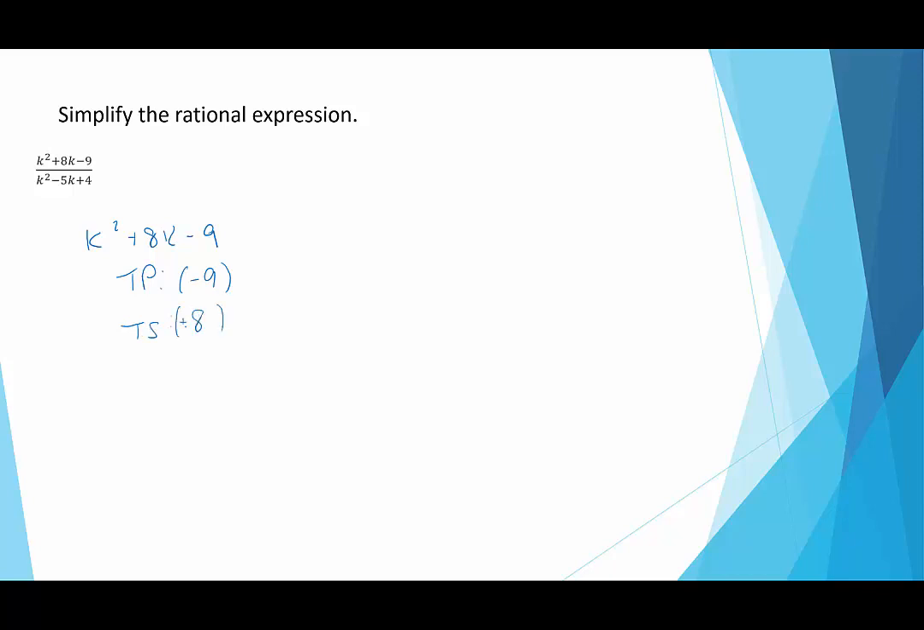So we're looking for two numbers that multiply to negative 9 and add up to positive 8. Can you think of two numbers that do that? How about positive 9 and negative 1, right? Those multiply to negative 9, they add up to positive 8. So that means that the numerator will factor into k plus 9 times k minus 1. Okay, so we're going to rewrite our numerator. I'm going to put it over here. K plus 9 times k minus 1. So we have two factors in the numerator. I can either simplify one of those with something in the denominator, or I can't simplify at all.